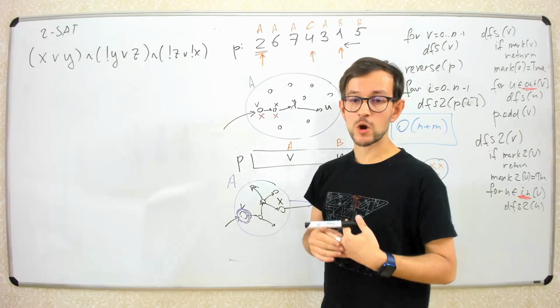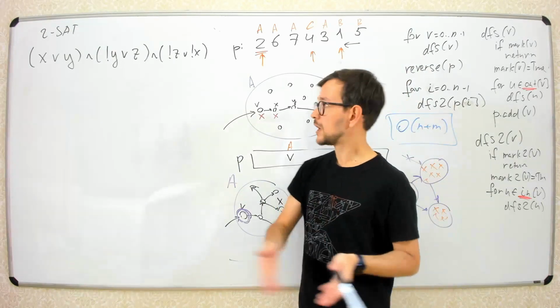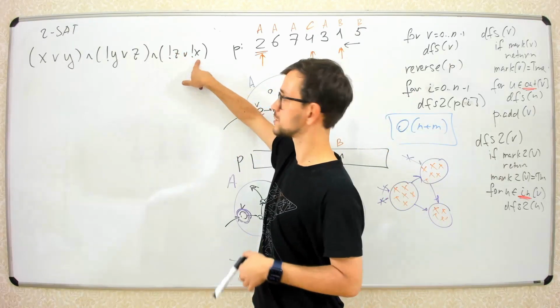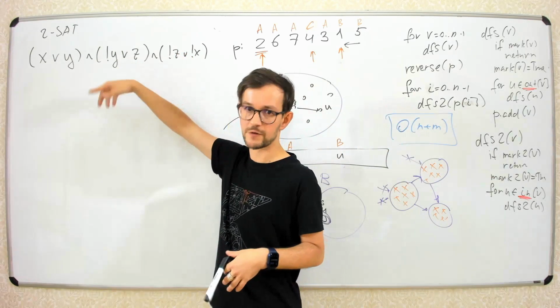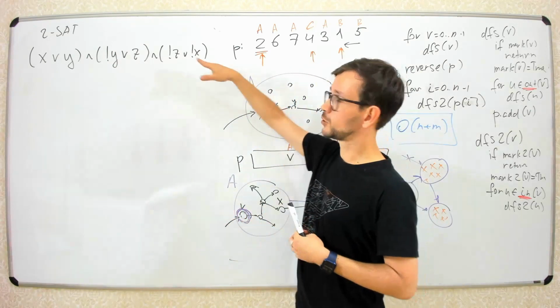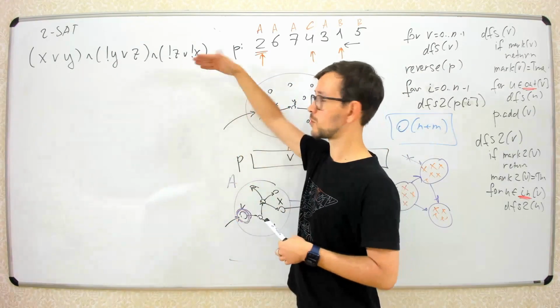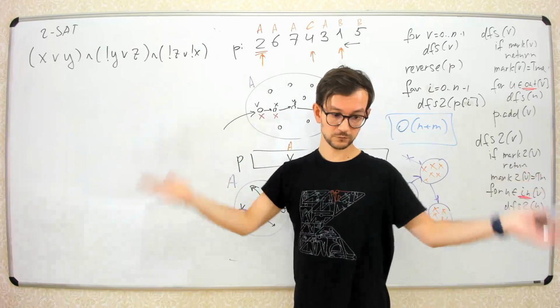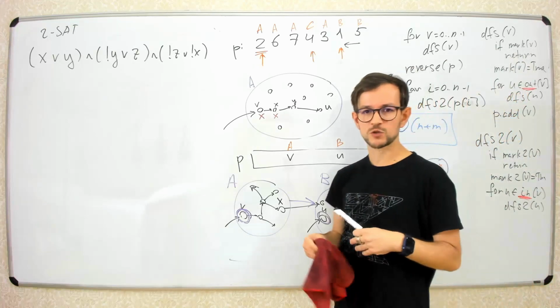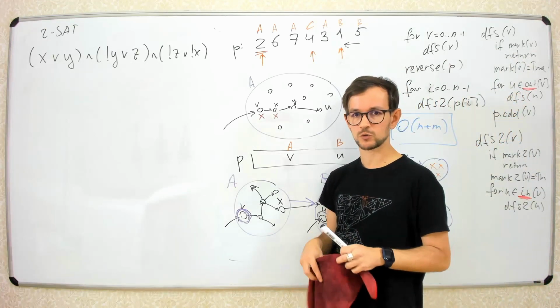That's all. So you have a formula with n variables. In this formula you have clauses. In each clause you have two elements. Each element is a variable or the negation of a variable. And the question is, is it possible to assign values to all the variables so this formula will be true?